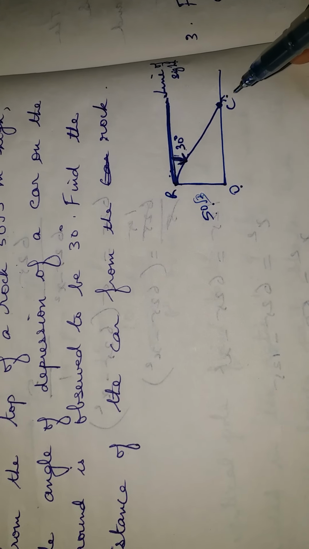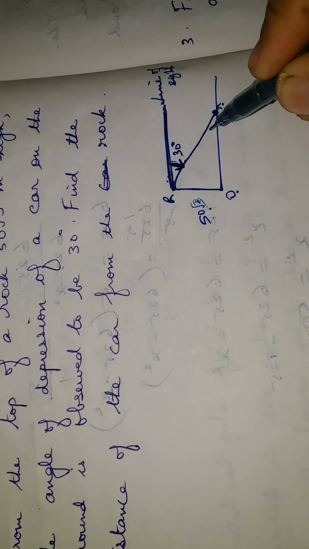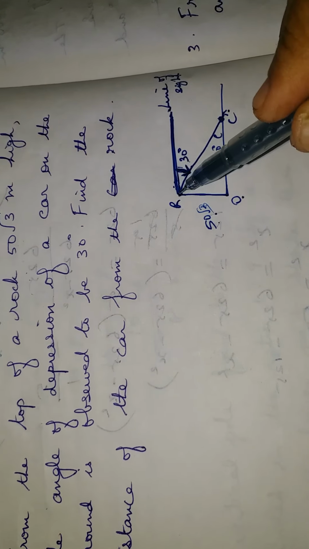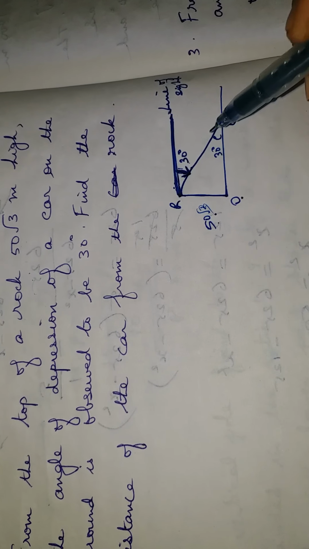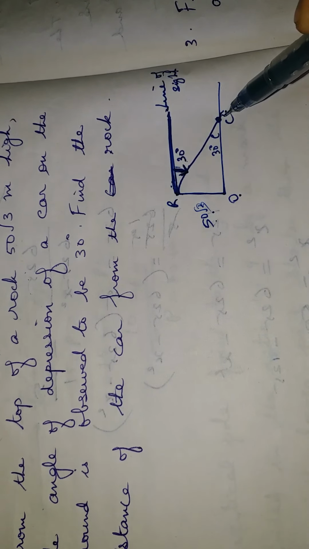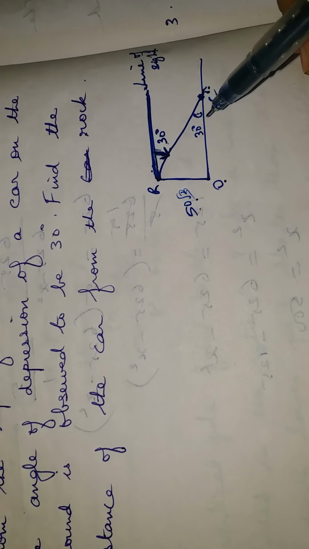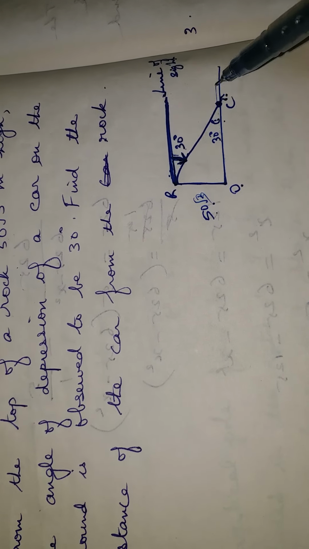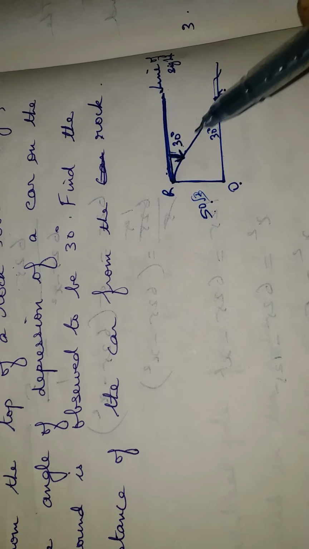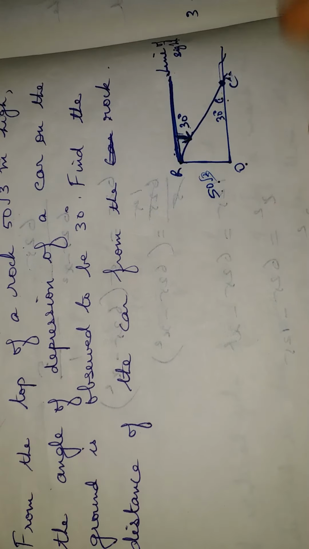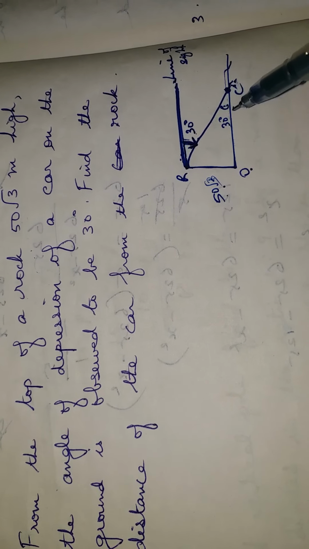Now here, because this is 30 degree, this is also 30 degree, because there are parallel lines. When a transversal line passes through parallel lines, the alternate angles are equal. So if this is 30 degree, this is 30 degree. These two lines are parallel lines, and this is your transversal. So the angle of depression is 30 degree. Okay.